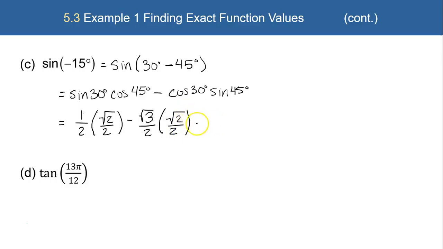Okay, now just like the previous one that we did, multiply these values and then multiply these values and then subtract them together. So we get square root of 2 over 4 minus the square root of 6 over 4. Again, these have common denominators, so no need of finding a common denominator. Just put everything over 4. So it's going to be square root 2 minus square root 6, and we are done.